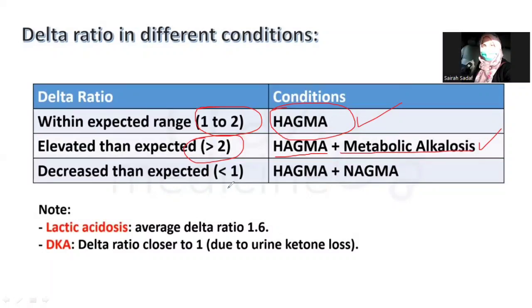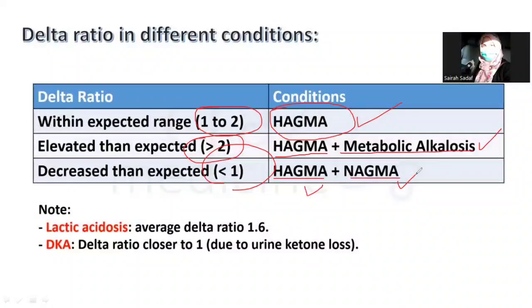Now, when the value is less than 1, it means that the patient is not only having HAGMA, but also NAGMA. The patient is having high anion gap metabolic acidosis as well as normal anion gap metabolic acidosis. We will do the exercises first, and second I will give you some examples, and then you will understand it fully and capture the whole concept of side by side parallel disorders, that is, how a patient can have both high anion gap and normal anion gap acidosis.